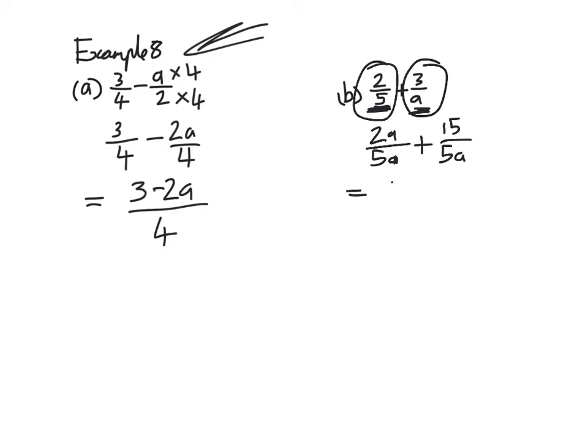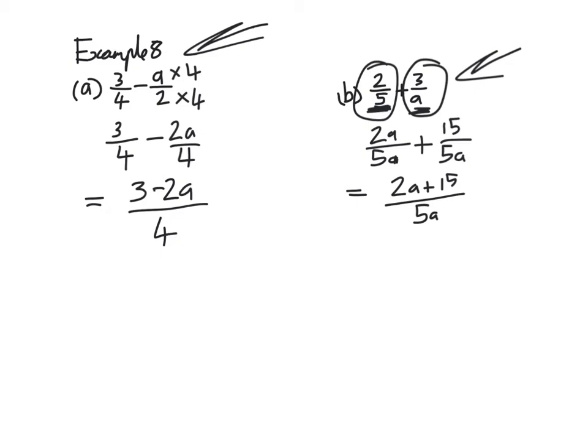So I'm going to add the top line, 2a plus 15, all on 5a. And again, that is our answer. A little bit of trickiness there just because we need to achieve a common denominator. But once you're there, it's not difficult going forward.